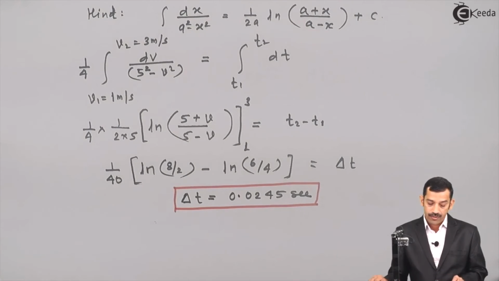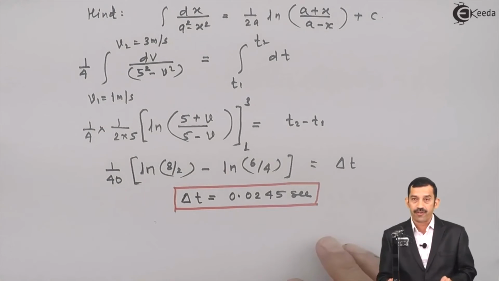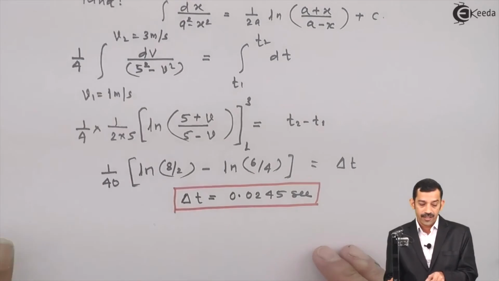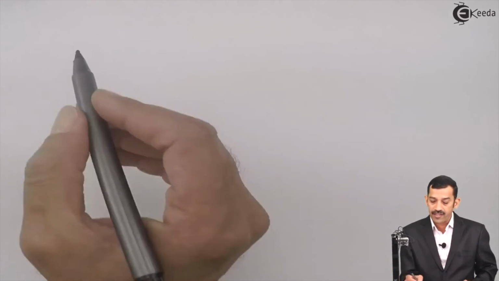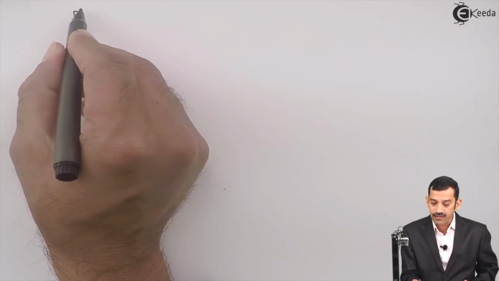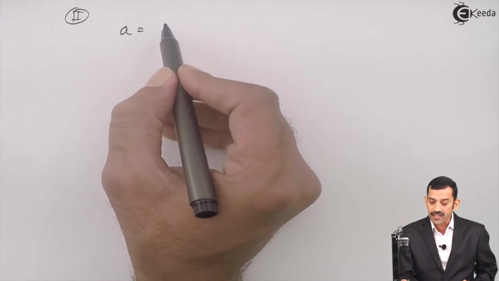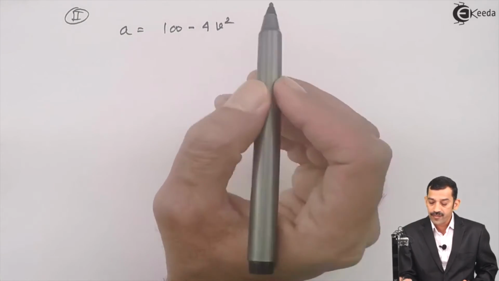Now the second part of the problem, which is equally important. The second part is: find the displacement of the particle when speed changes from 1 meter per second to 3 meter per second. For that, the basic equation you know is the equation of acceleration given in the problem. This is how we are solving the second part. Acceleration a is 100 minus 4v square.